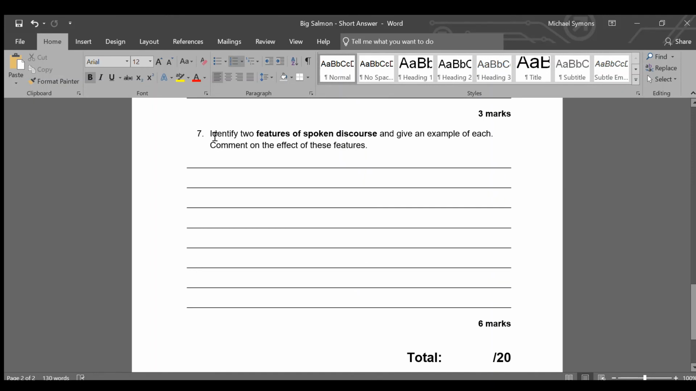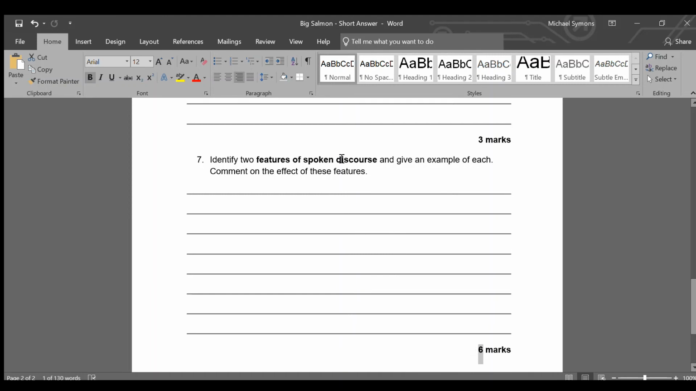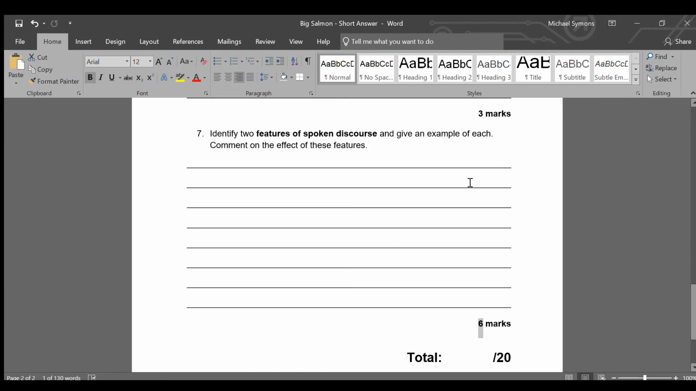Is this the last question? Yeah, number 7. Identify 2 features of spoken discourse and give an example of each. Comment on the effect of these. If you don't know what feature of spoken discourse is, go back to your Living Lingo book and look up features of spoken discourse and then identify 2 of them. It's not good enough at this stage that you don't know features of spoken discourse. It could be managing a conversation. It could be laughing and paralinguistic features and things like that. This is a big one. I'd expect 3 marks for one feature and 3 marks for the other one. So that's meta-language and quote and explanation times 2 for this question.